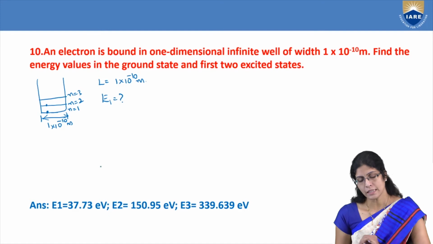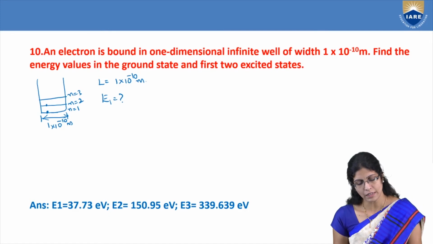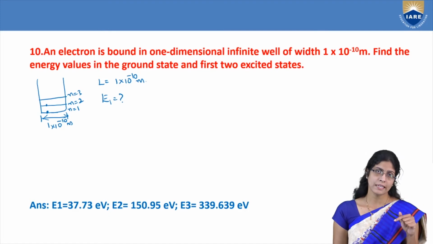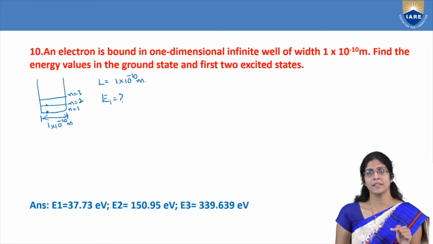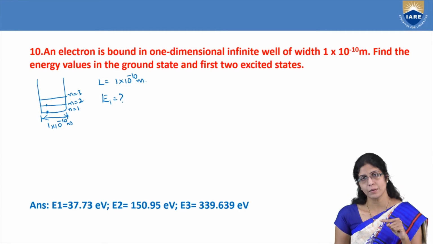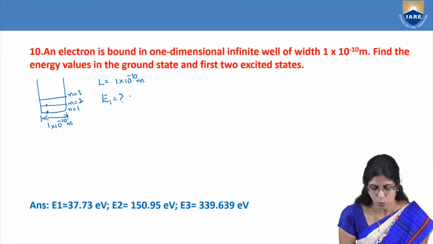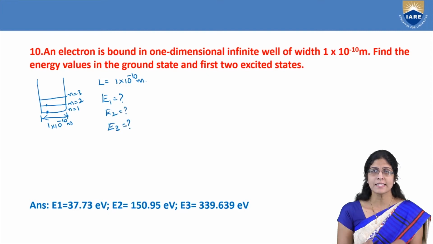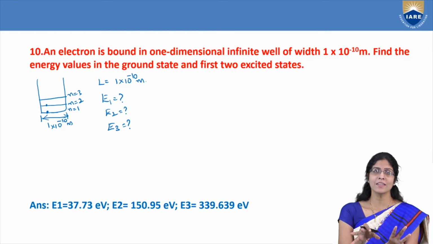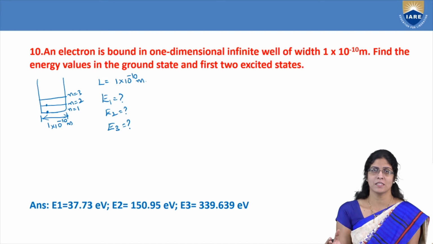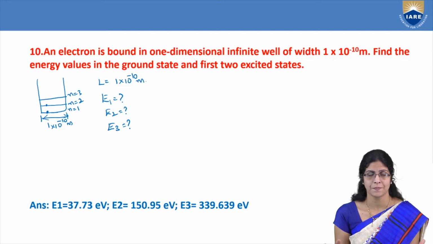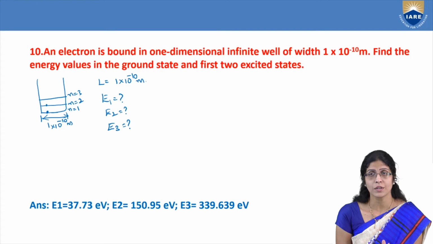Many people will think that first 2 means n is equal to 1, E1 and E2. No. The electron is there in the lowest energy. Ground state will be for n is equal to 1. First excited state will be for n is equal to 2. Second excited state will be for n is equal to 3. So E1 is equal to how much? E2 is equal to how much? E3 is equal to how much? And this is the same if you are asked for permitted levels. It will say first 3 permitted levels, first 3 permitted energy levels, or 3 permitted energy levels. So that's what you will have to understand.